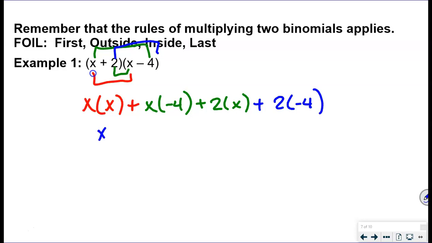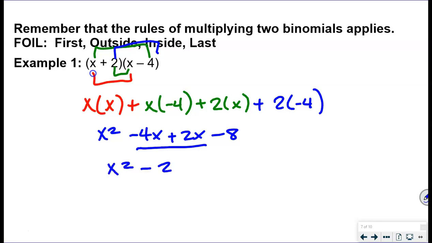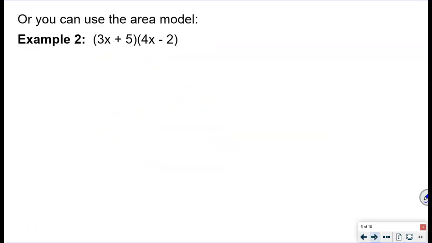So this is going to be x squared plus, sorry, minus 4x, because that's what it would be, plus 2x minus 8. Now remember that these are always going to be like terms, the O and the I, okay? So this is going to be x squared minus 2x minus 8. That's using FOIL. Some of y'all are going to like that method better. And then we have the area method or the box method. Doesn't matter what term you use for this, they're basically the same thing.